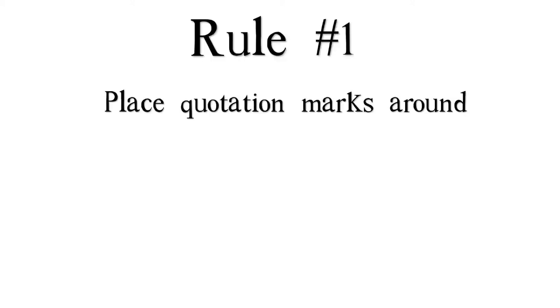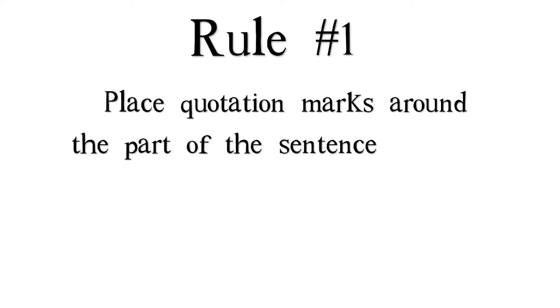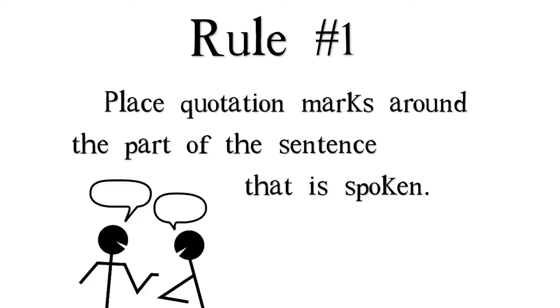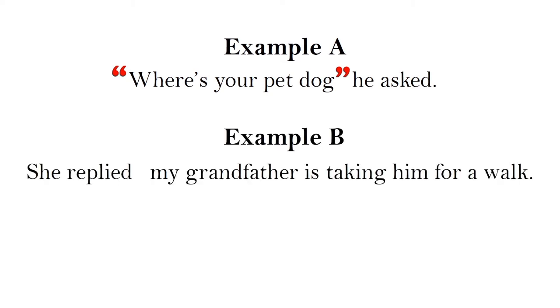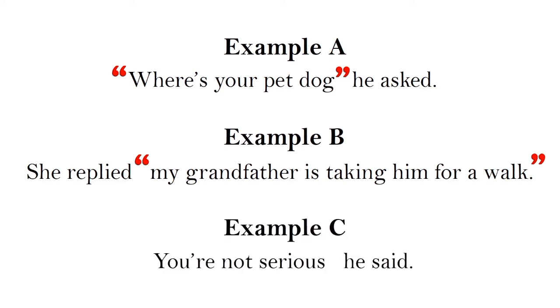Rule number 1. Place quotation marks around the part of the sentence that is spoken. Our first example, "Where's your pet dog?" he asked. The spoken part is "Where's your pet dog?" She replied, "My grandfather is taking him for a walk." What's the part that's spoken? My grandfather is taking him for a walk. And our third example, "You're not serious," he said. The part that's spoken, "You're not serious."